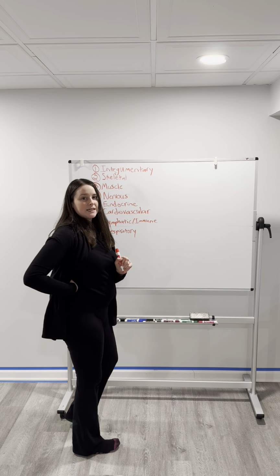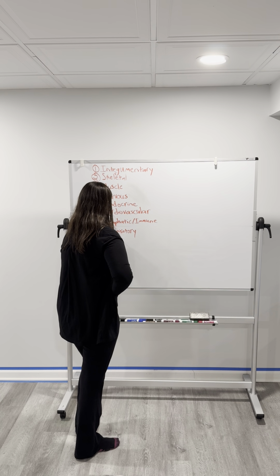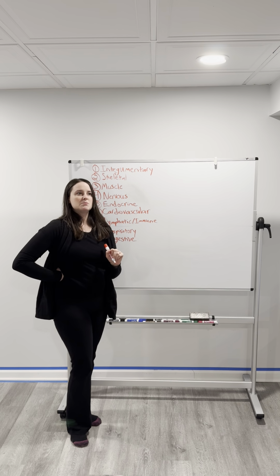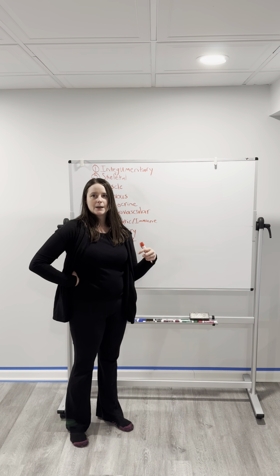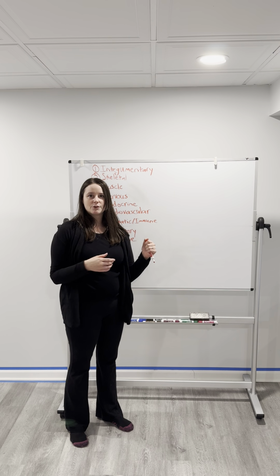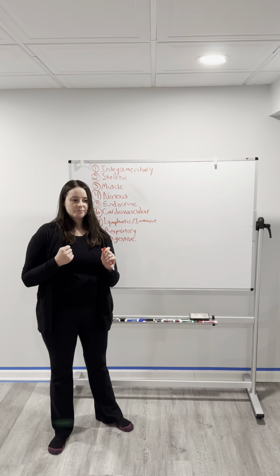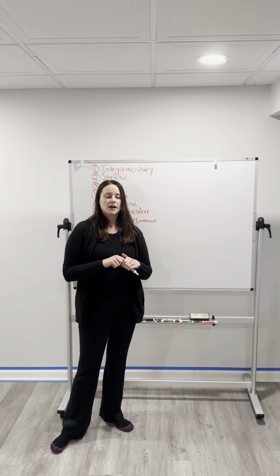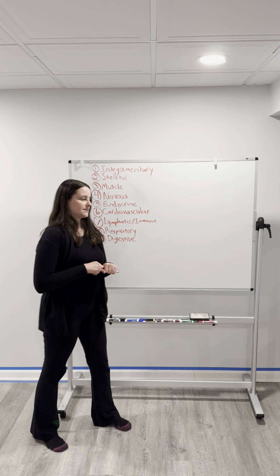Then we have the digestive system. Okay, so this is our gastrointestinal tract. So there's lots of different organs there. I'll name a few, right? I already named them: the stomach, the liver, the pancreas, the intestines, the esophagus. So all of these are part of the digestive system.